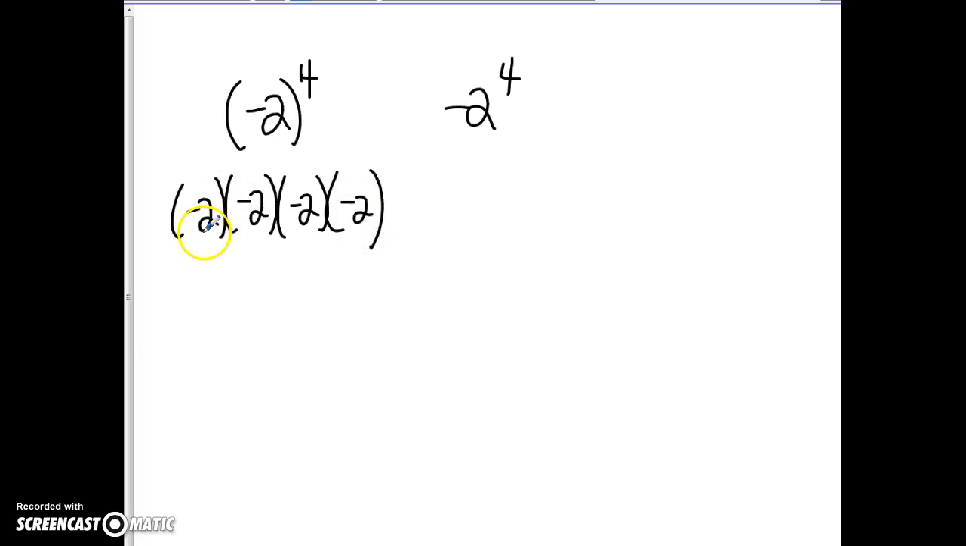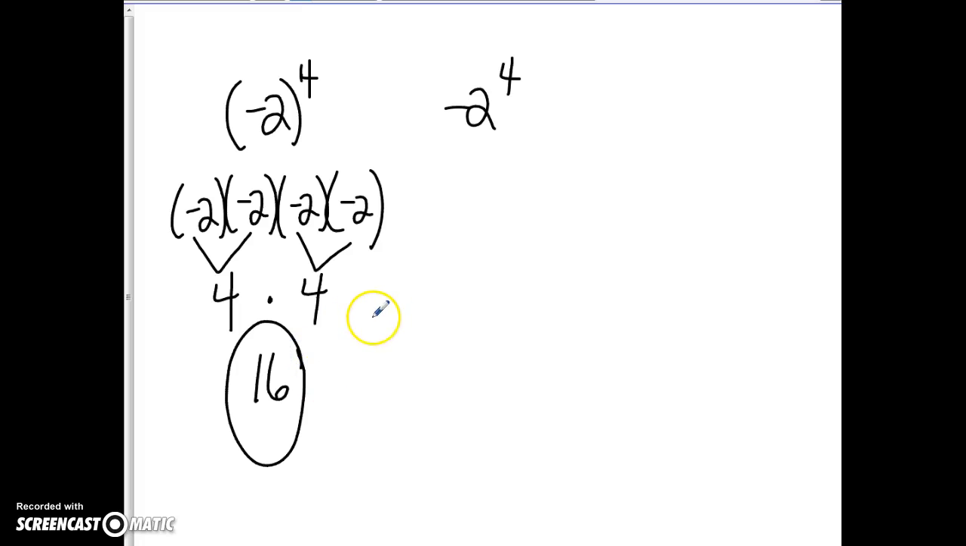So now you can also do this on your calculator. Again, make sure you put in parentheses. But if you do this by hand, so negative 2 times negative 2 is positive 4. Over here we have another negative 2 times negative 2, so positive 4. 4 times 4 is 16. So our final answer is positive 16.